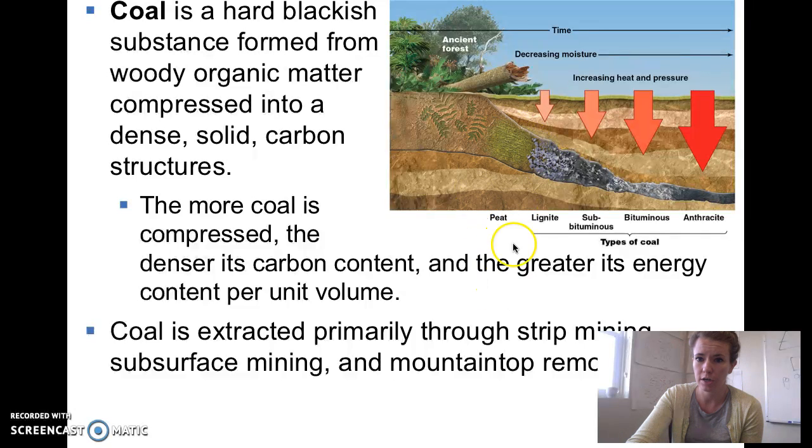So peat is a precursor to coal, and then we have these different kinds of coal. The more heat and the more pressure, the more energy is stored in the bonds in the coal, so it has more energy content per volume. Coal is extracted normally through strip mining, subsurface mining, and mountaintop removal. So those are three different strategies, which we'll talk about later, of how to remove coal. Mountaintop removal is literally blasting away the entire mountaintop to get to a lot of coal.